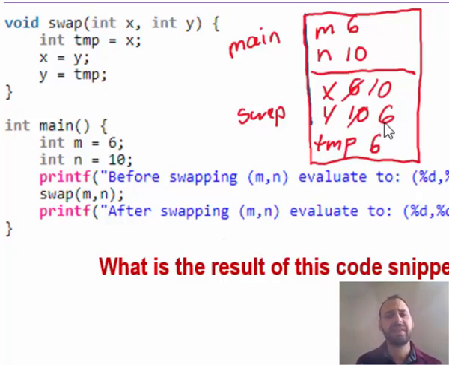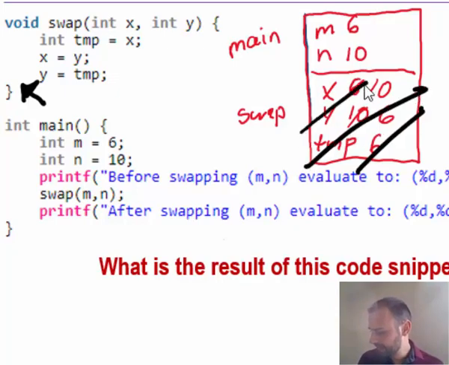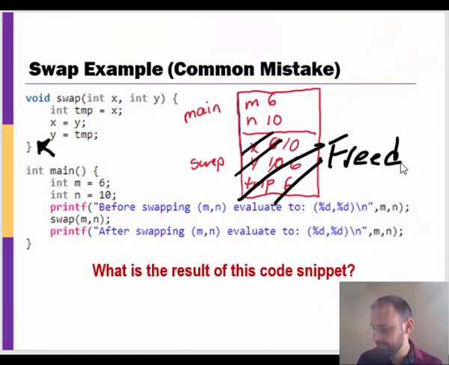And then we have a very similar problem to what we saw before, because the problem here is what happens when the function returns. When the function hits this line, once again, all of this memory is freed. So the result of the function is that it did nothing. When we get to the last line, the end result is m and n are still the original values. Nothing was swapped, nothing was changed. So to answer the question of what the result of this code snippet is, m is still 6 and n is still 10. There's no change.